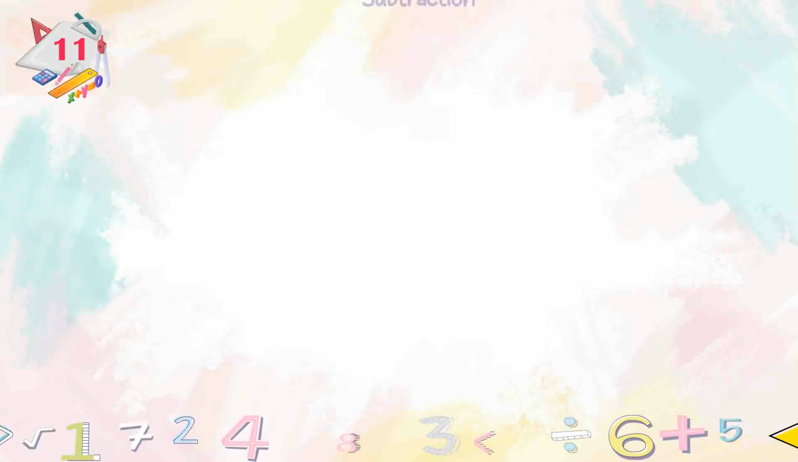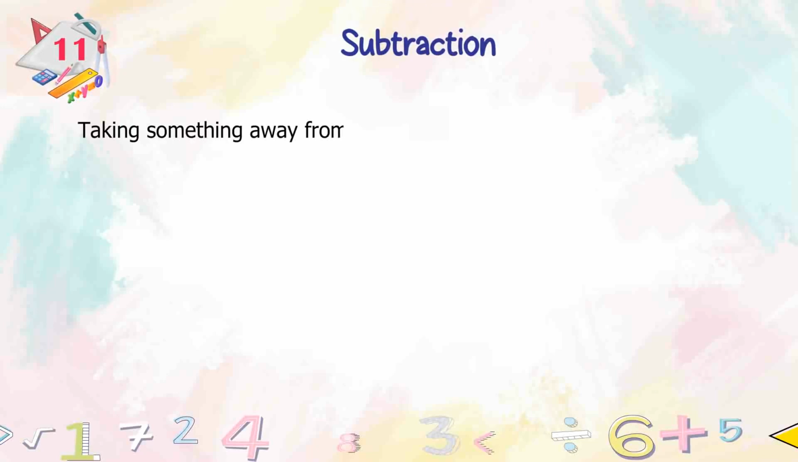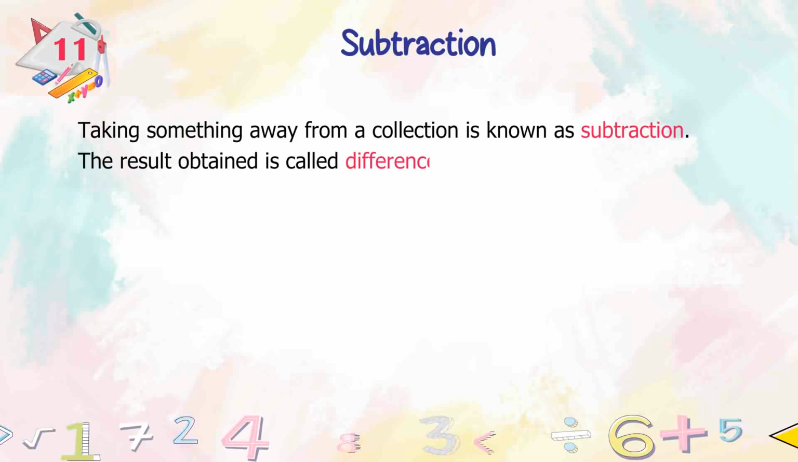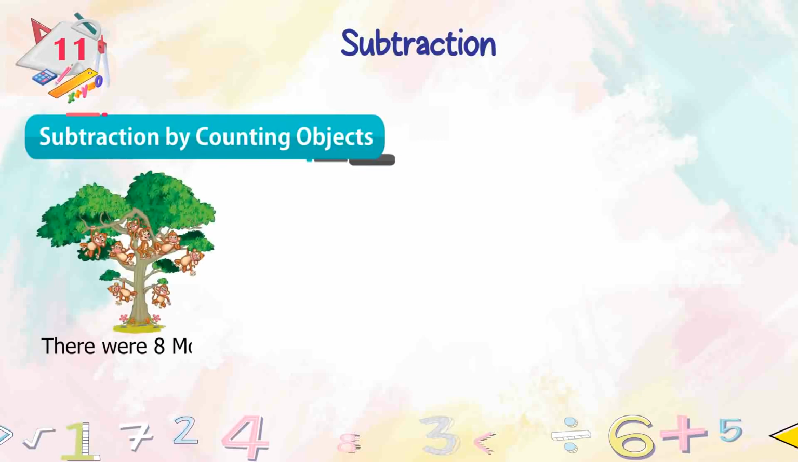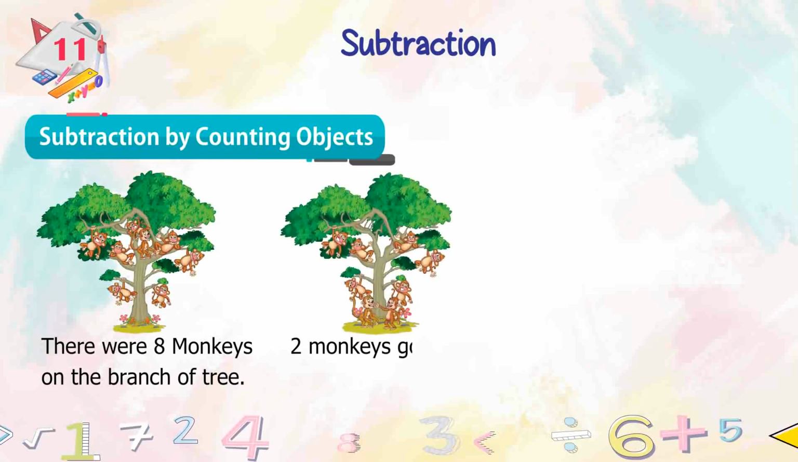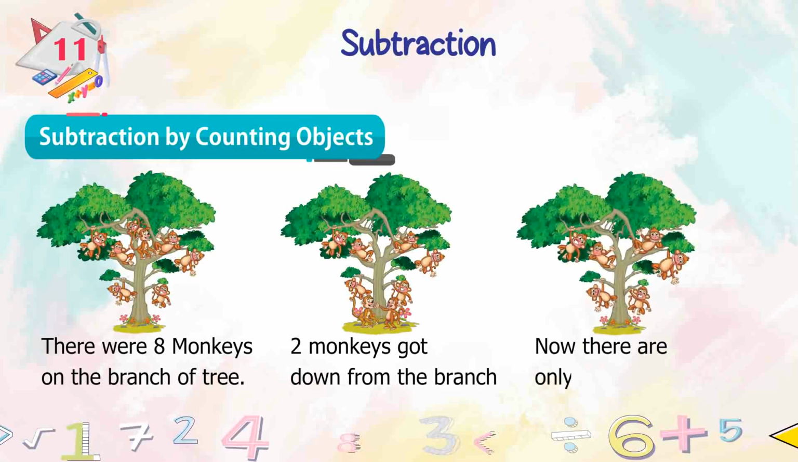Chapter 11. Subtraction. Taking something away from a collection is known as subtraction. The result obtained is called difference. Subtraction by counting objects. There were 8 monkeys on the branch of a tree. 2 monkeys got down from the branch. Now there are only 6 monkeys left.